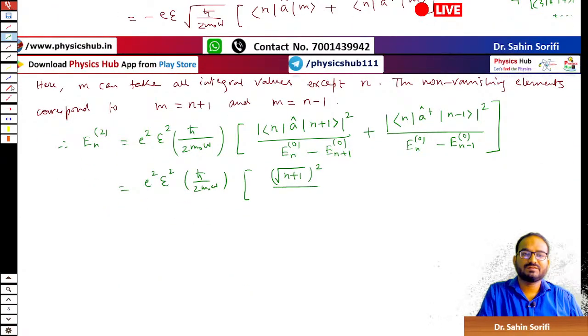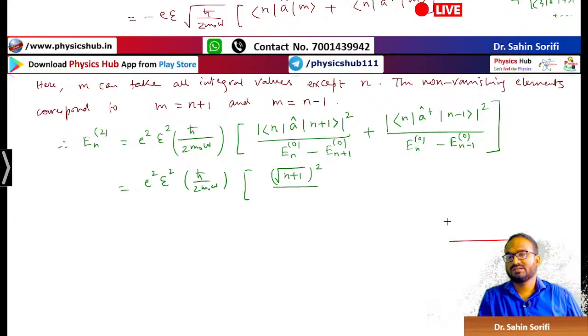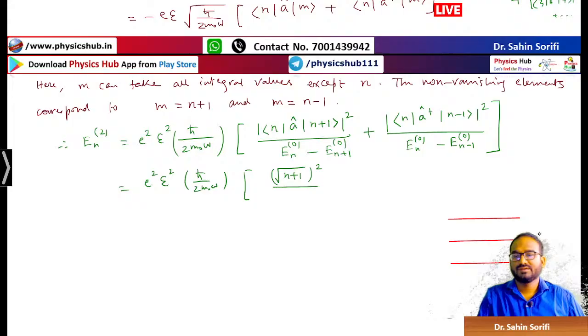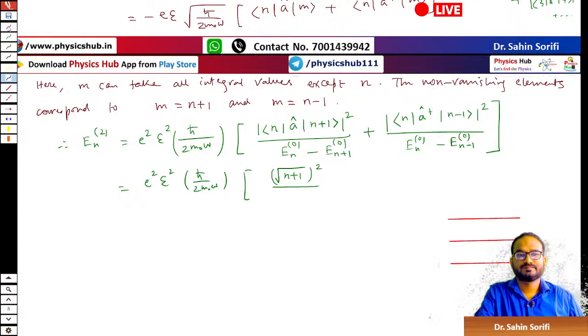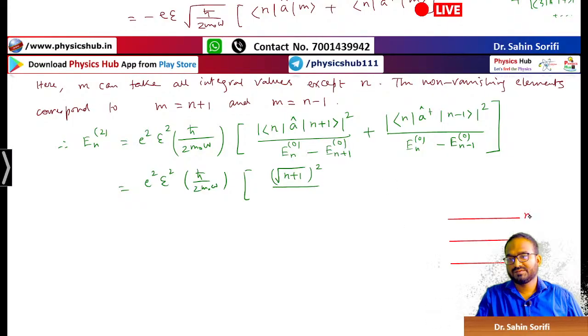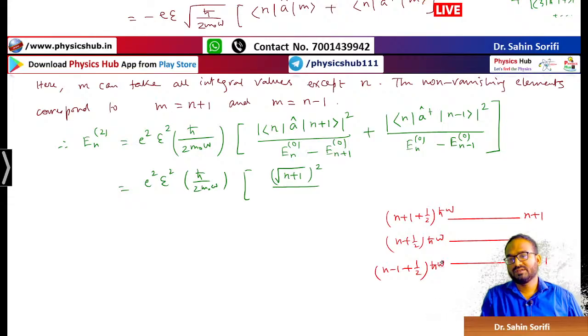So you can imagine it in this way. This is your E_n state, this is your E_(n+1), and this is your E_(n-1). This is the nth state, this is the (n+1)th state, this is the (n-1)th state. So what is the energy? You know it: (n + 1 + 1/2) ħω. This is (n + 1/2) ħω. This is (n - 1 + 1/2) ħω. The separation you can see is ħω.